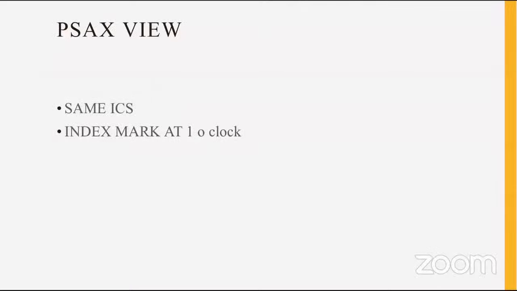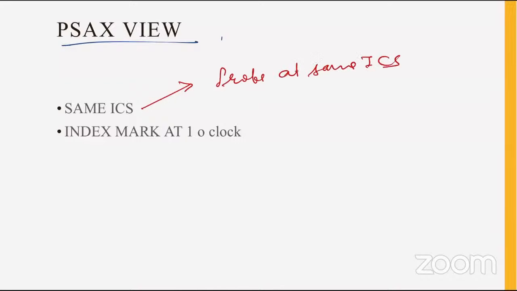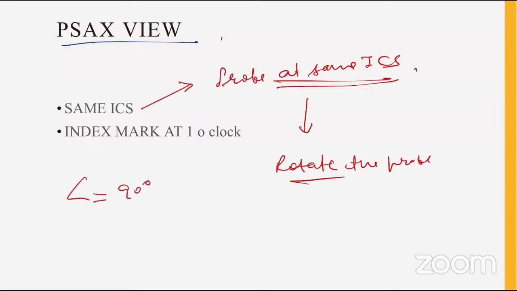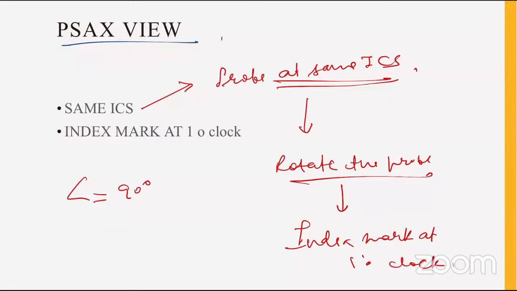Now the PSAX view. So for forming the PSAX view, we'll keep the probe at the same intercostal space. Okay. But we'll rotate the probe. Angle would be again 90-degree, but we'll rotate the probe just to put the index mark at 1 o'clock position. So in PLAX view, the index mark was at 10 o'clock position. Now here we have the index mark at 1 o'clock position.